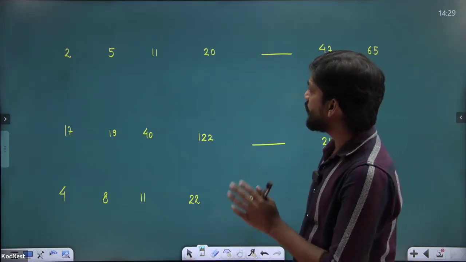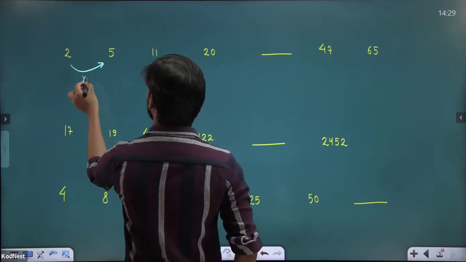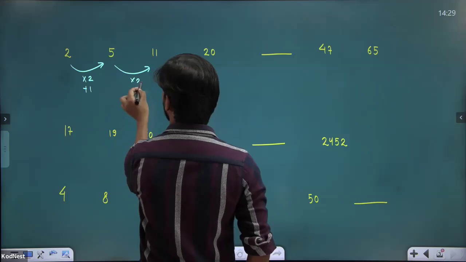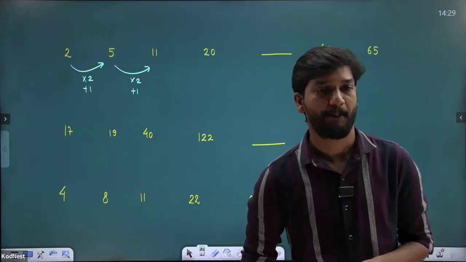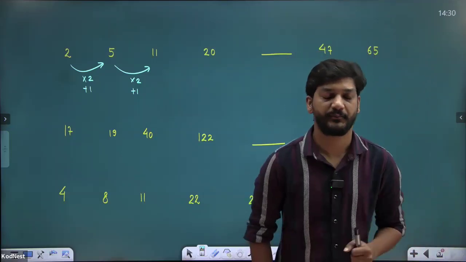All right. So how many of you have thought this? Sir, twice plus 1, again twice plus 1. How many of you have thought this? Twice plus 1, twice plus 1.